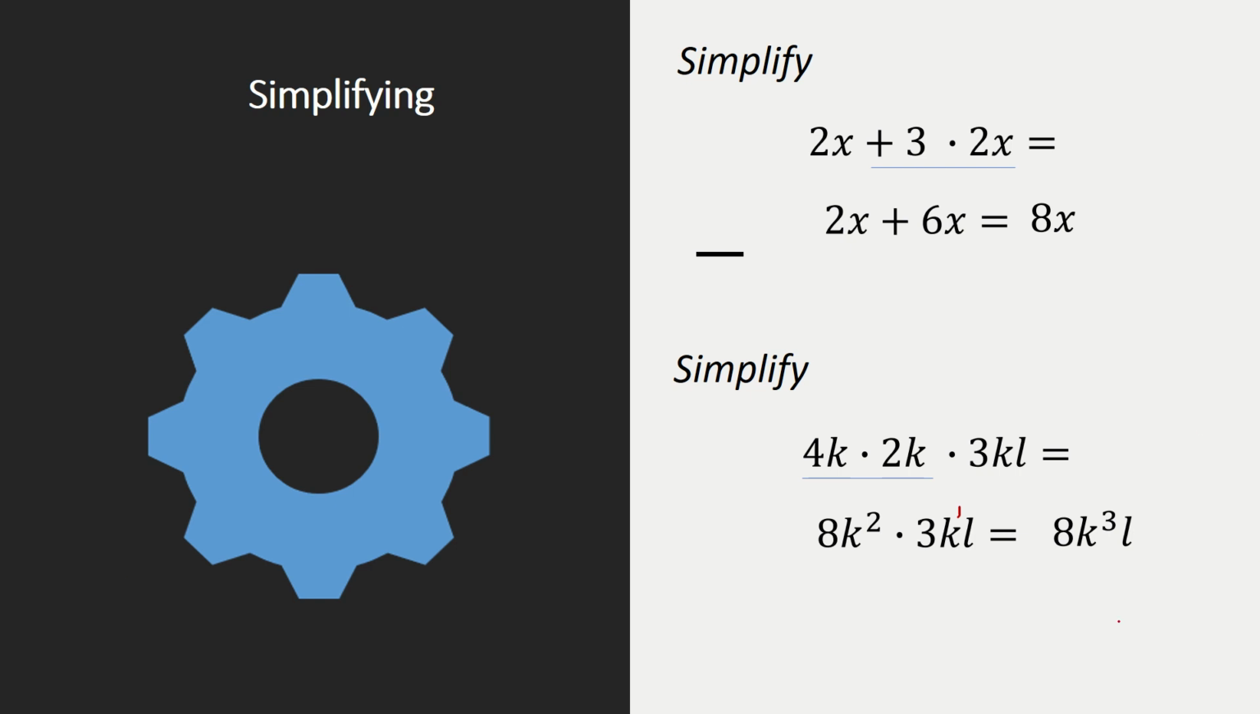So if I'm going to multiply k to the power of 2 times k to the power of 1, I will get 2 plus 1. So I will have k to the power of 3. I've got 3 k's.